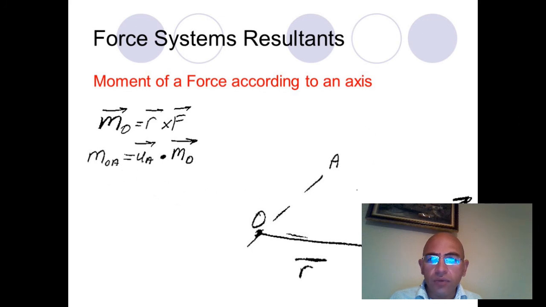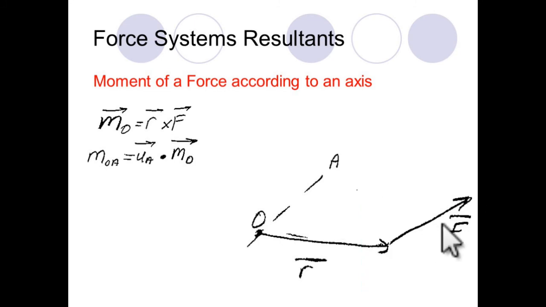So what I do is, first I calculate the moment. This is my force and this is the position vector of my force with respect to a point on the axis. Let's say that my axis is from O to A, OA. First I calculate the moment with respect to O. Then I calculate the unit vector along the axis, UOA. We have seen how to calculate the unit vector. Then I do a scalar multiplication of the unit vector with the moment vector, because the moment vector can be in any direction, for example, like this.